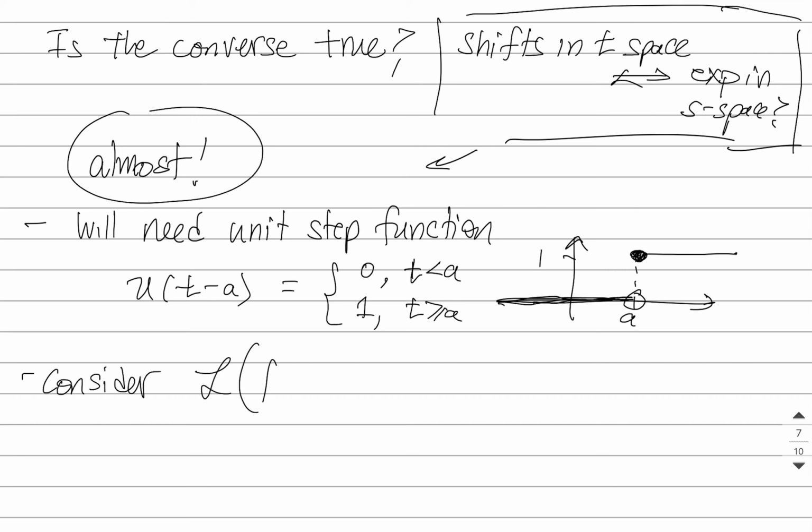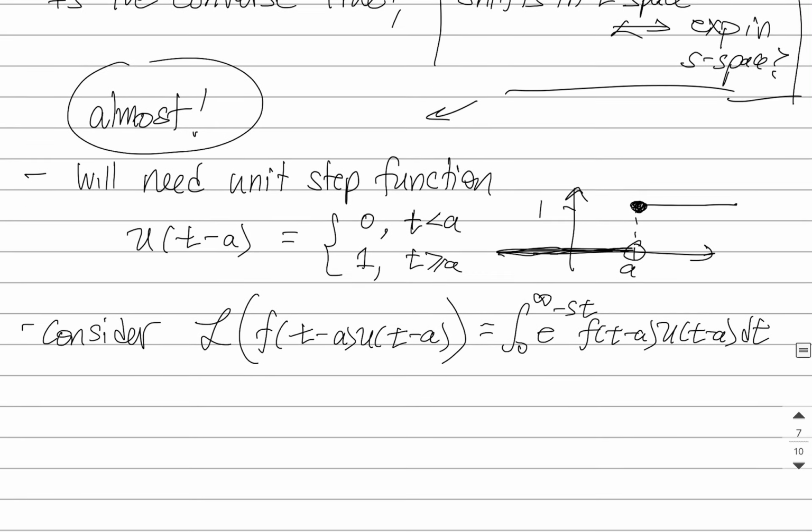We're not just going to talk about a function that's been shifted in time space. We're also going to multiply it by a unit step. And according to the definition of Laplace transform, this is going to be the integral of e to the minus st, f of t minus a, u of t minus a. Now remember, unit step is nothing more than turning something off and on. And because the unit step turns on at time a, all this is going to do is change the limit of integration to a, and the unit step symbol will disappear and essentially just be replaced with a 1.